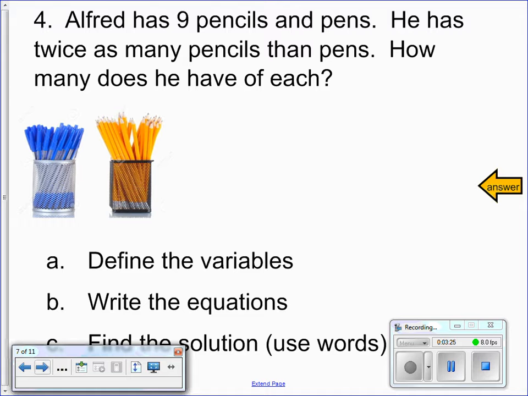All right, Alfred has 9 pencils and pens. He has twice as many pencils than pens. How many does he have of each? So first I'm going to define my variables. So I'm going to say x is pencils and y equals pens.